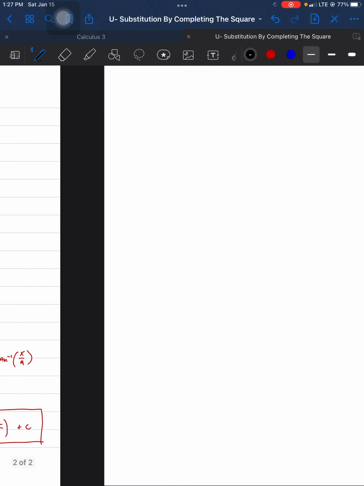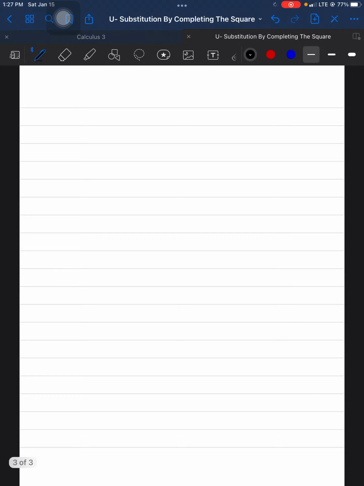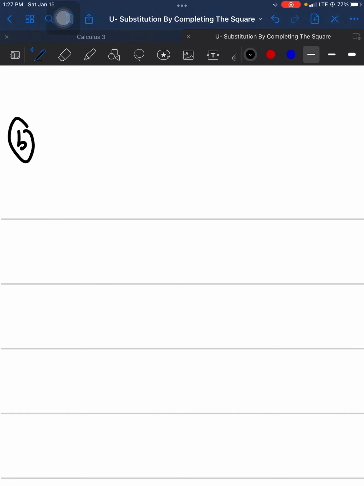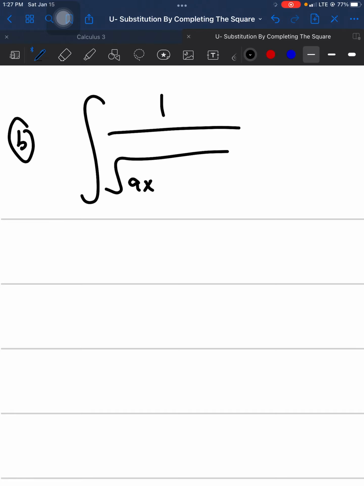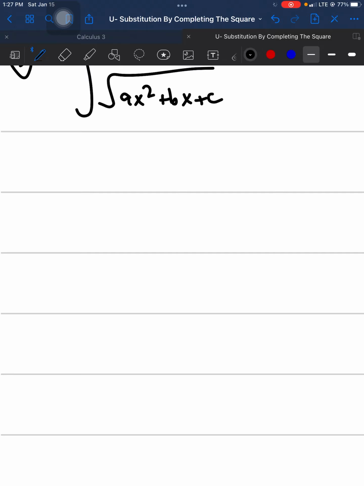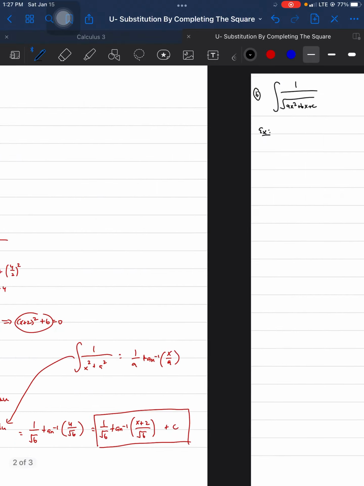Now for the second case, we have integrals of the form radical of ax squared plus bx plus c. So we're going to have a root now. When we're doing the root, it's the same process though, where we complete the square first. So let's do an example here too.